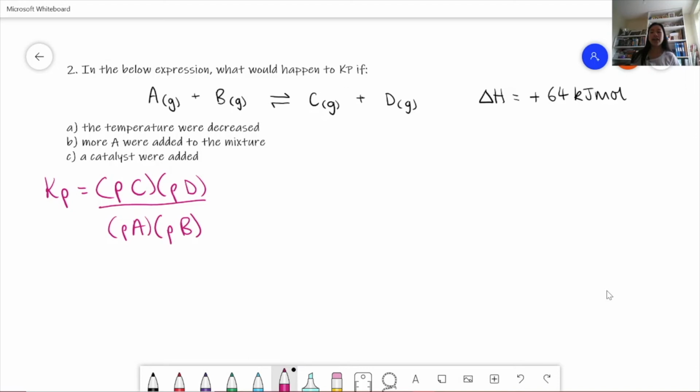So then for A, if the temperature would decrease, the equilibrium would move to increase the temperature, and so it would favour the exothermic reaction. Now we can see from this delta H here that the forward reaction is endothermic, and so if the temperature would decrease, then we would favour the exothermic reaction, which would be the back reaction. And so the equilibrium shifts to the left, and so more reactants are formed. And because there are more reactants formed, that means that the bottom of the fraction for Kp is bigger, and so Kp decreases.